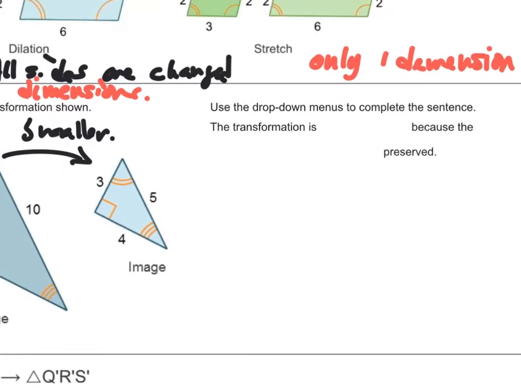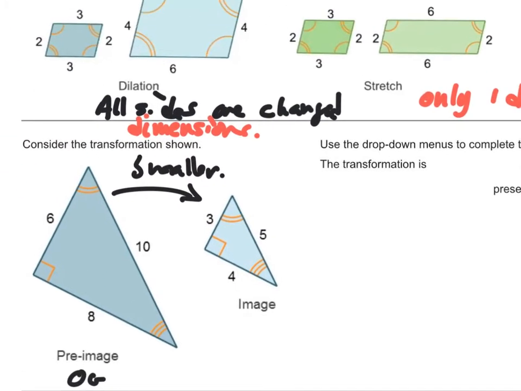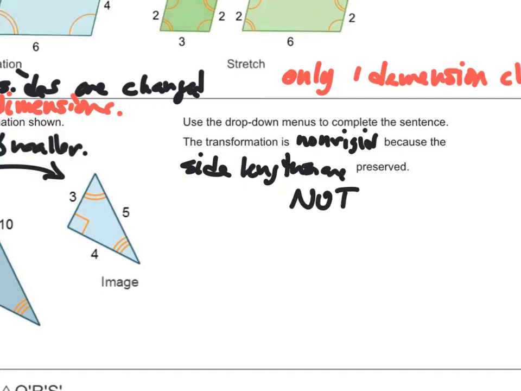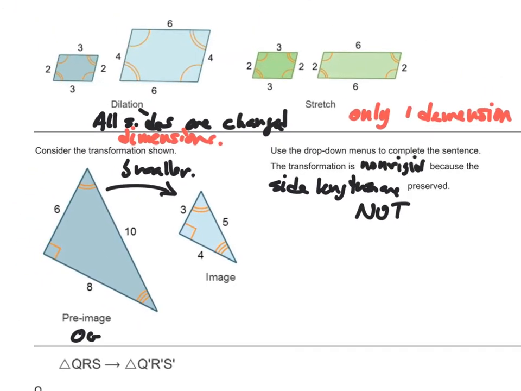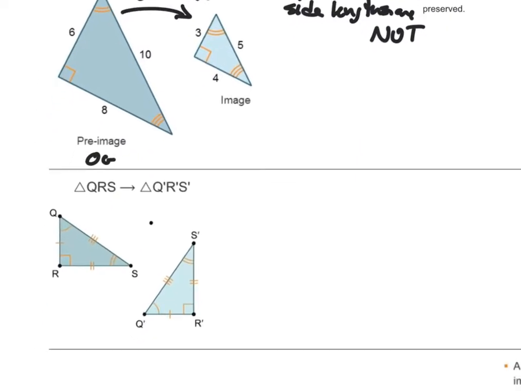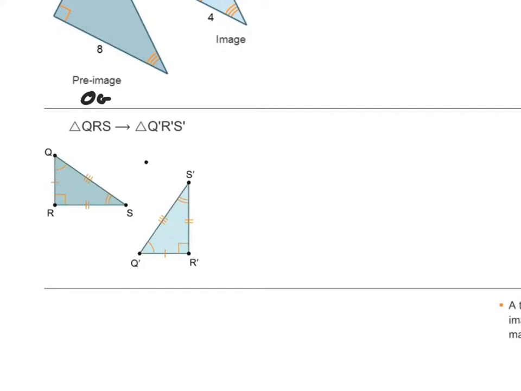So what we know is that the transformation is non-rigid because the side lengths are not preserved. That's the idea. Because the side lengths aren't preserved, it's not a rigid transformation, it's non-rigid. On the next one, we're trying to determine what exactly this is.